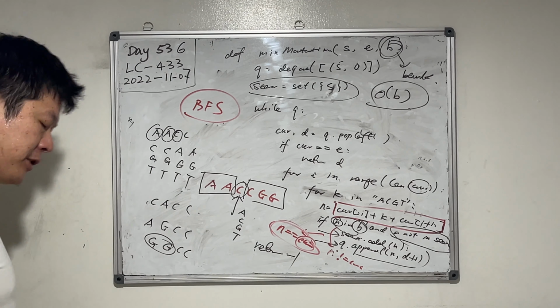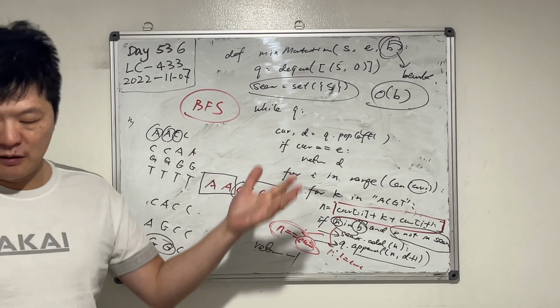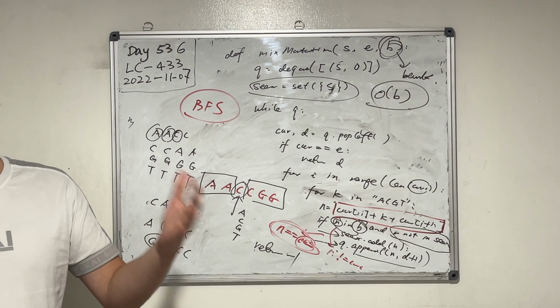What did we talk about yesterday? About minimum genetic mutation. Yeah, minimum genetic mutation. Breadth-first search. We use the breadth-first search to solve this problem, right?